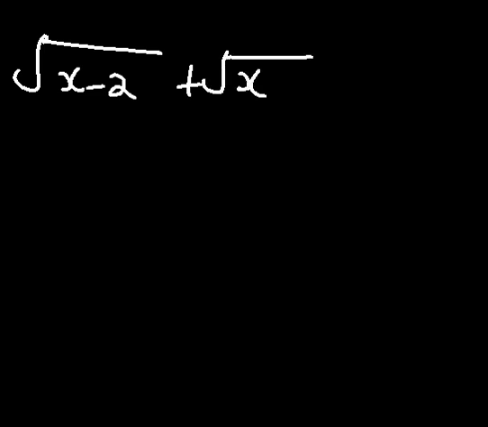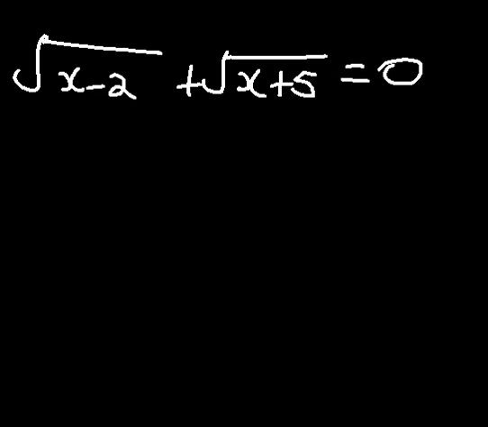Let's say we have the square root of x minus 2 plus the square root of x plus 5, and that should be equal to 0. So how should we be able to solve for x in this case? Now we have a case whereby we have two expressions with radicals.